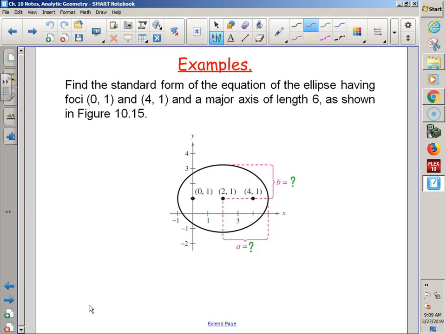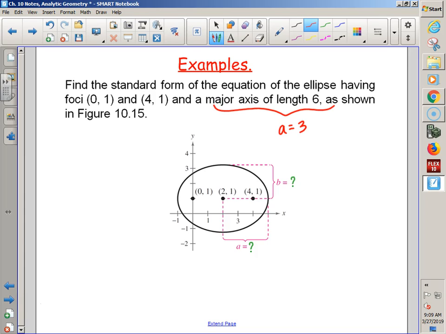The major axis has a length of 6. So what did you make of 6? But for 6, you were able to make the a, and the a was the 3, right? Because does this say the major radius? No, it says the major axis.